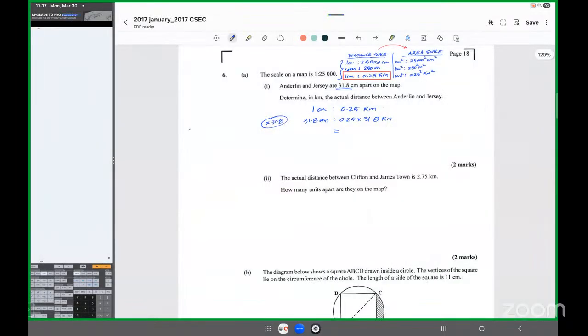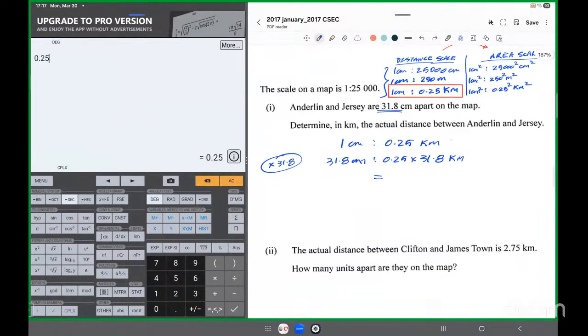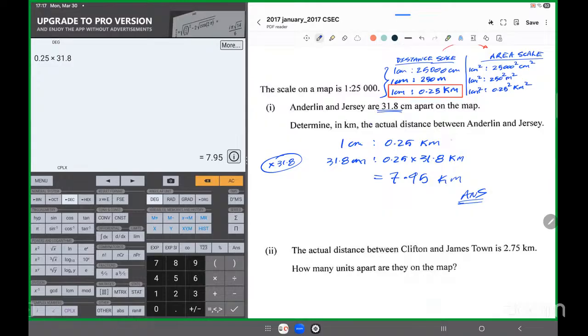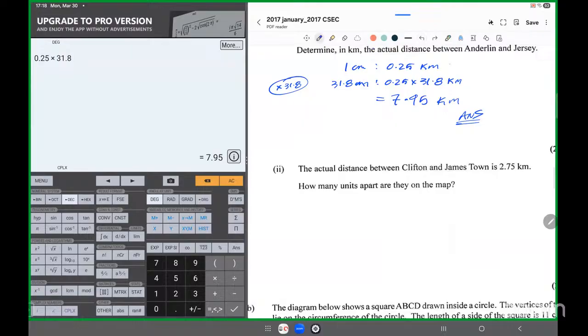All right. So let's use the calculator and do this calculation. So it is 0.25 times 31.8. That is 7.95 kilometers. That's the answer. That's the distance right here. Next part now says the actual distance between Clifton and Jamestown is 2.75 kilometers. How many units apart are they on the map?